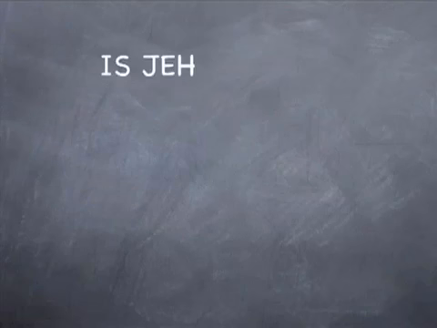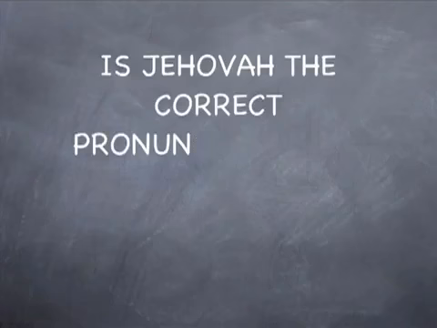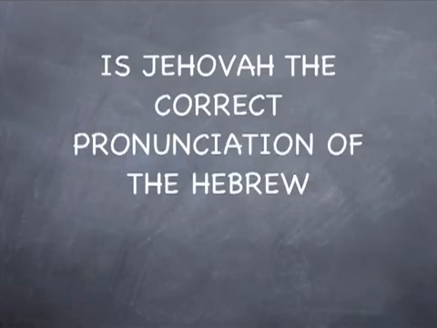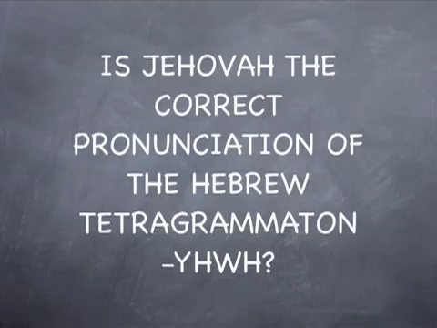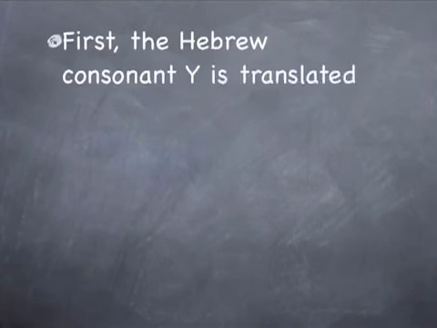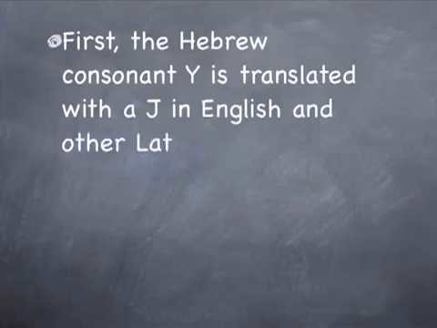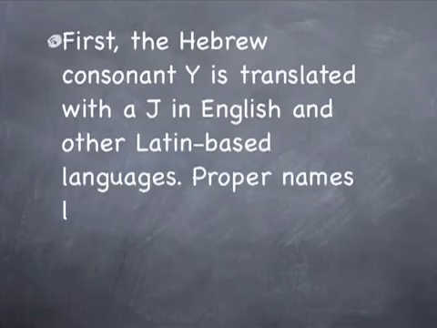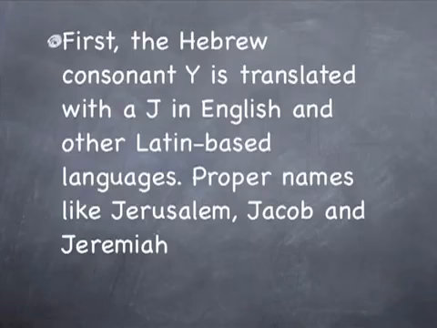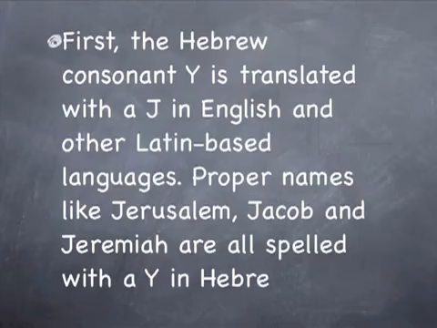Today's lesson is: Is Jehovah the correct pronunciation of the Hebrew Tetragrammaton, the YHWH? Okay. Now, first off, the Hebrew consonant Y is translated with a J in English and other Latin-based languages. Proper names like Jerusalem, Jacob, Jeremiah are all spelled with a Y in Hebrew.